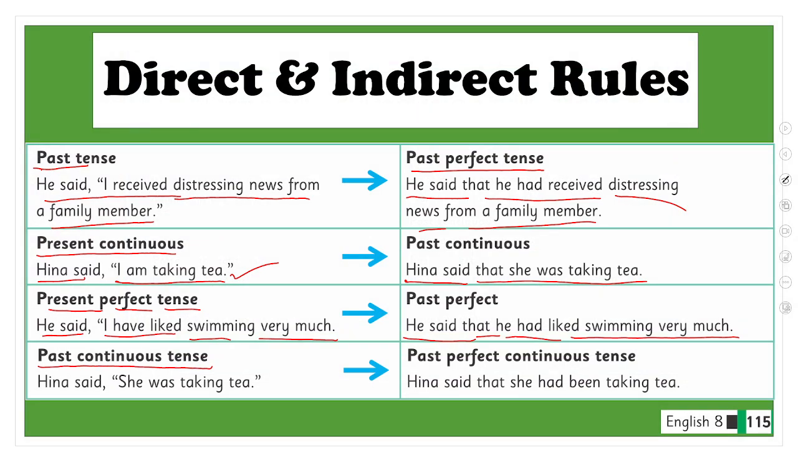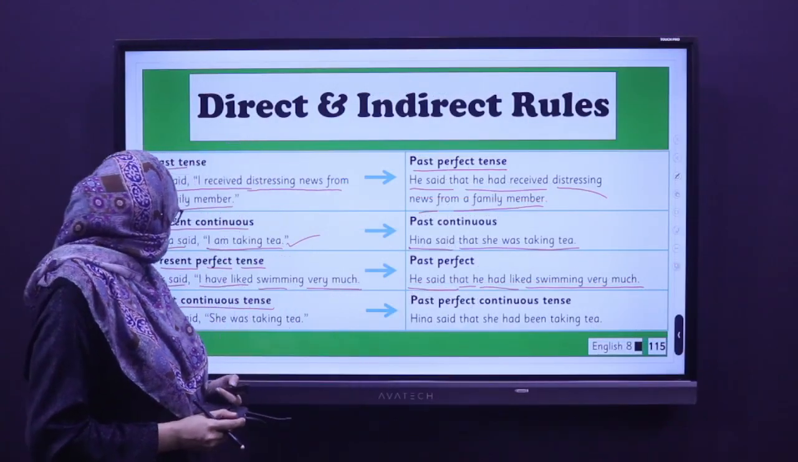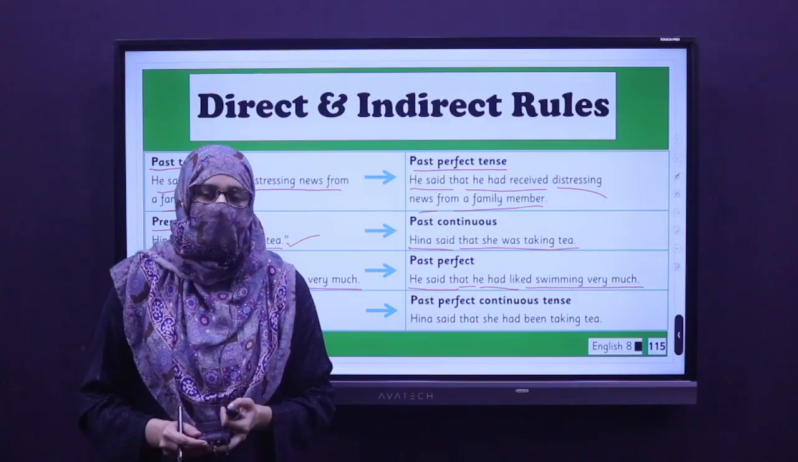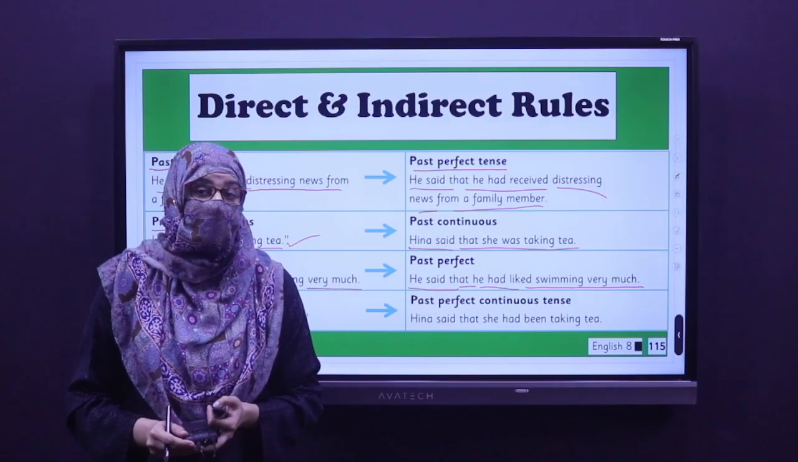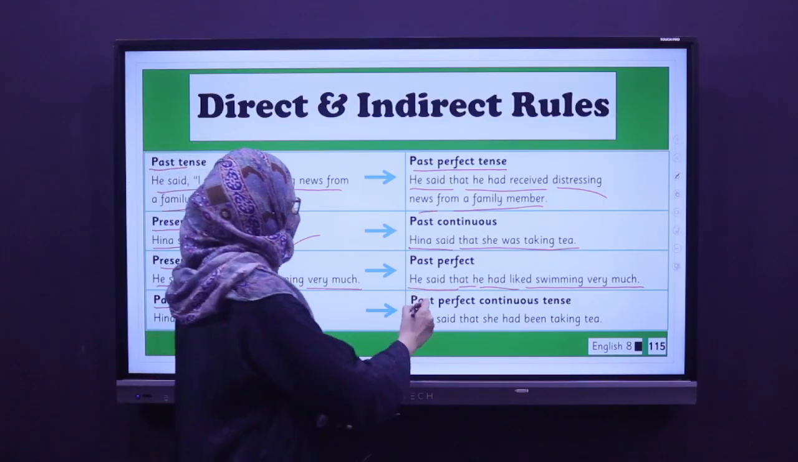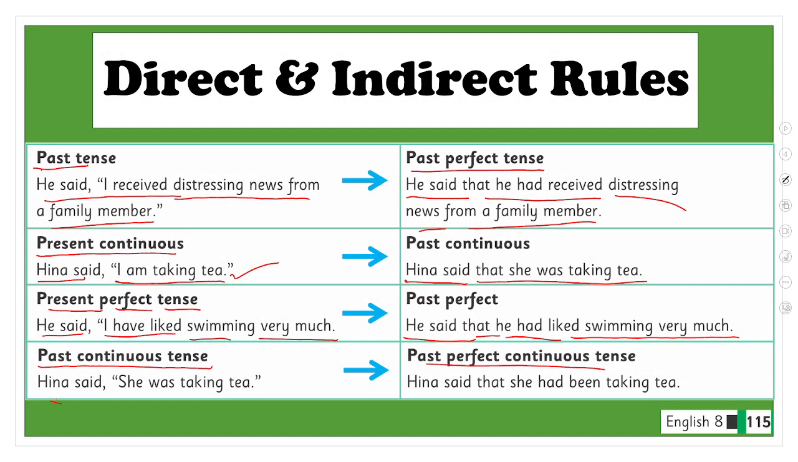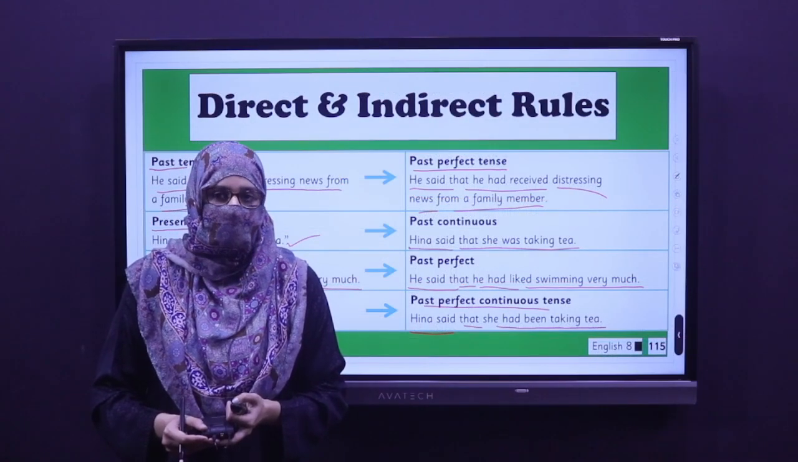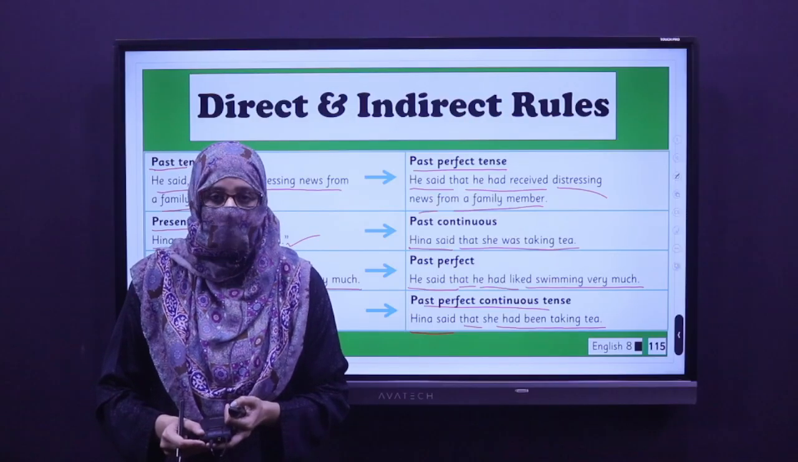See the next example, past continuous tense. How do we change past continuous tense? We change past continuous tense into past perfect continuous. See, Hina said, "She was taking tea." Hina said that she had been taking tea. Could you see the difference? The past continuous tense had been changed into past perfect continuous.